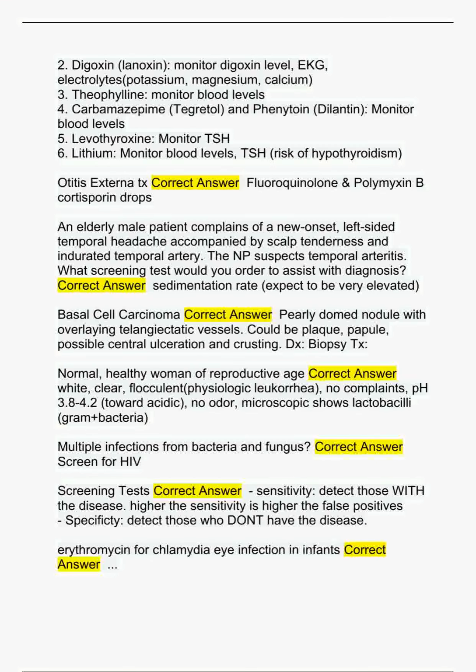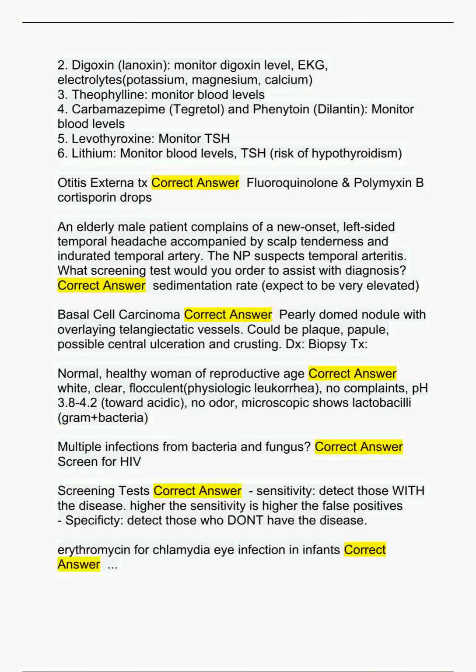Normal, healthy woman of reproductive age. Correct answer. White, clear, flocculent, physiologic leukorrhea, no complaints, pH 3.8 to 4.2, toward acidic, no odor, microscopic shows lactobacilli, gram-plus bacteria. Multiple infections from bacteria and fungus? Correct answer. Screen for HIV.